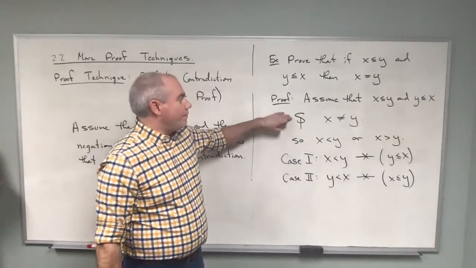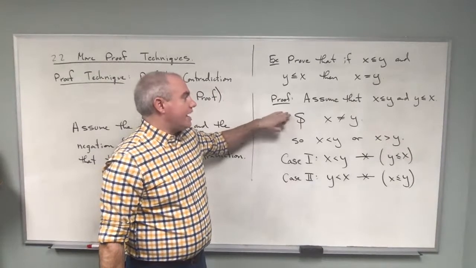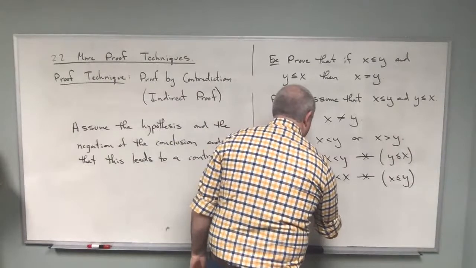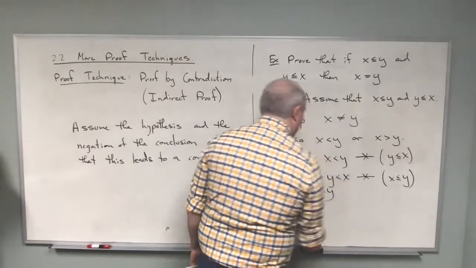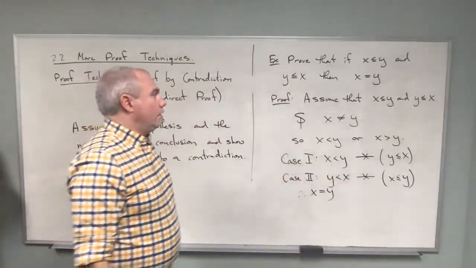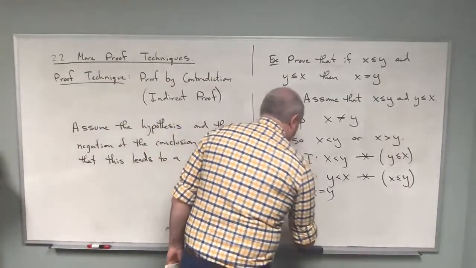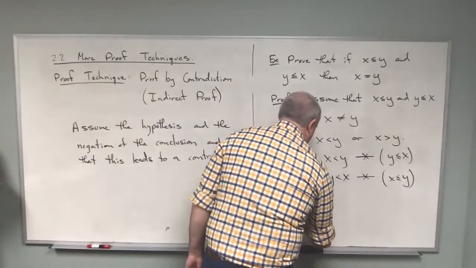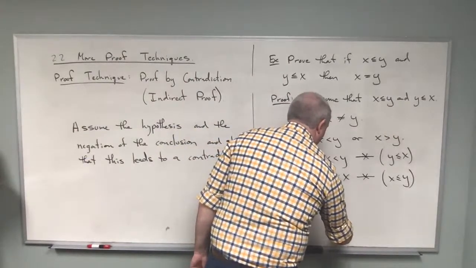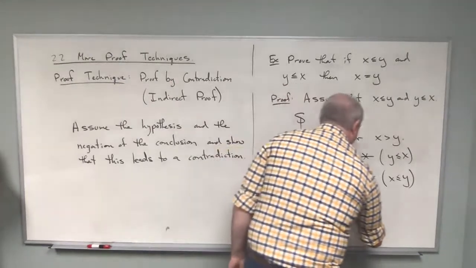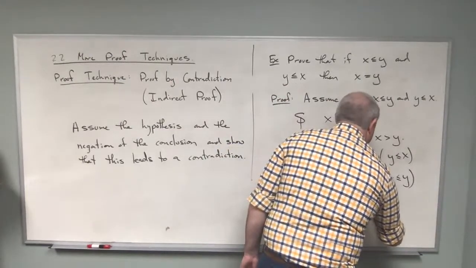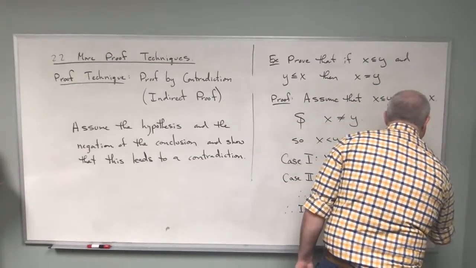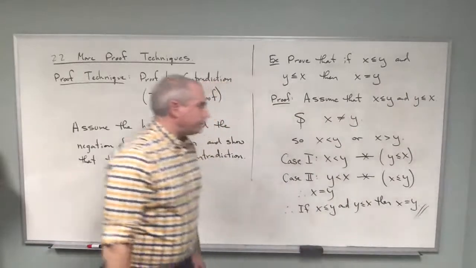And so what I supposed to be true must actually not be true. So I can say, therefore, that means that x must equal y. Okay, so then I can conclude that if x is less than or equal to y, and y is less than or equal to x, then x must equal y. And I'm done.